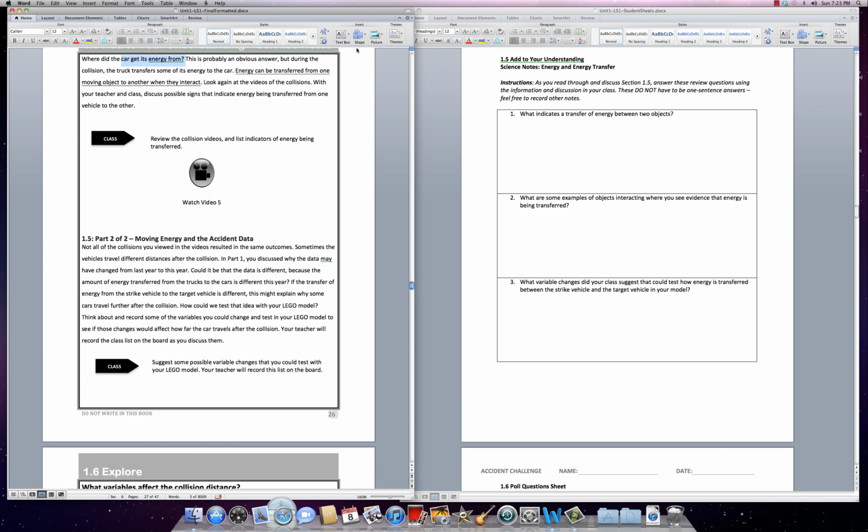Now that students have a little more understanding about energy transfer, you can move into part 2 of 2, which now discusses going back to the investigation and also the context. So not all the collisions that you might have viewed in the video result in the same outcomes, which is true. We learned that not every car had the same amount of moving energy. Cars might have traveled different distances after the collision. So remind students of that, and if you need to re-show the videos, you might show them that some of the vehicles traveled different distances after the collision.